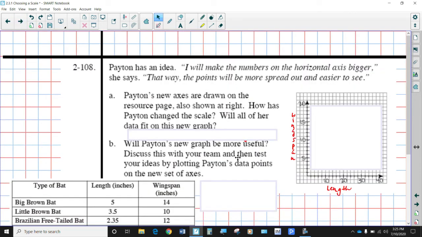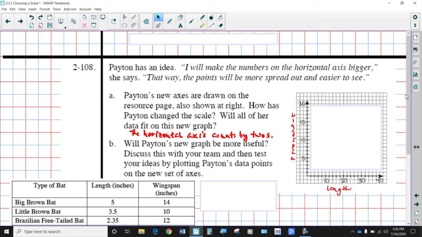So Peyton has an idea. We'll make the numbers on the horizontal axis bigger, she says. That way the points will be more spread out and easier to see. Do you see how now she's got a 10, 20, 30, 40 here? She's not changing the vertical axis, only the horizontal one, because she wants to stretch it out this way. What is she counting by there? How many steps does it take to get to the number 10? It takes 5 steps. So she must be counting by 2s, right? 2, 4, 6, 8, 10. So how has she changed the scaling? She's now counting by 2s instead of counting by 1s. Will Peyton's new graph be more useful?